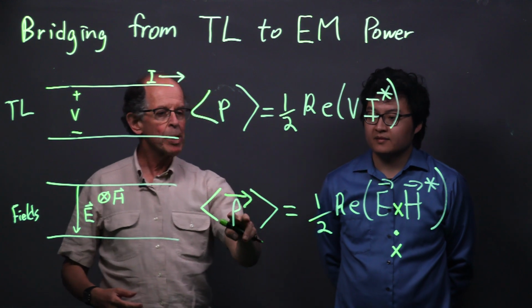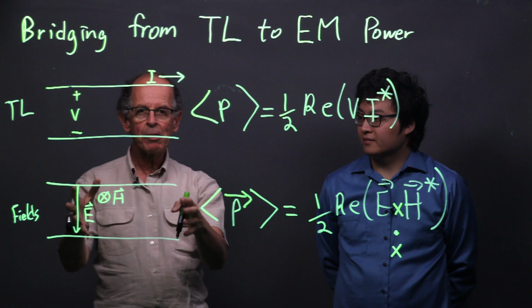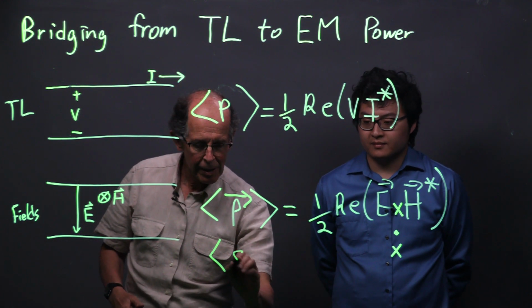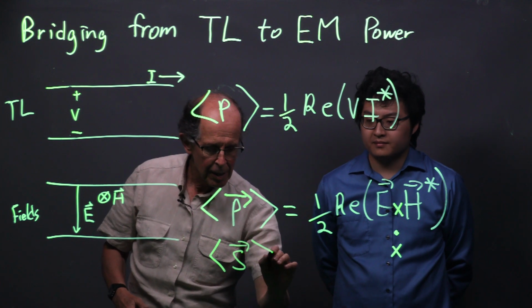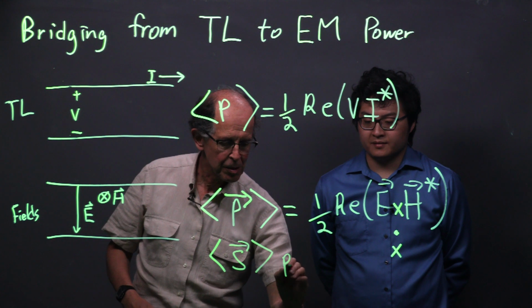And when we have a vector for the time averaged phasor power for fields, they don't use the letter P, they use the letter S. And the name for this is the Poynting vector.